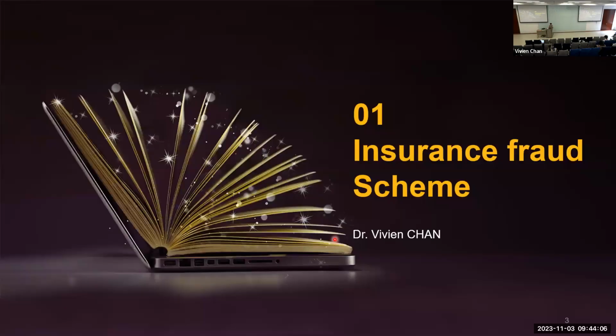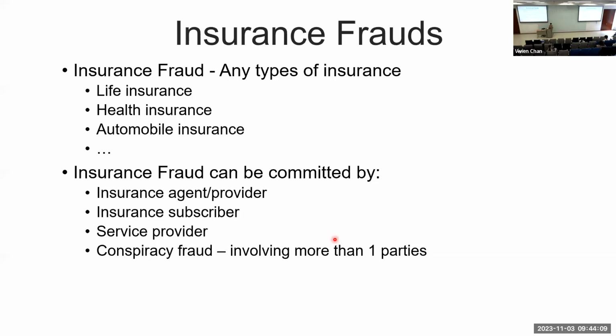First of all, it is about the insurance fraud scheme. For insurance, I think in some of our previous case studies, we have also mentioned some of the insurance types. There are many different types of insurance, like life insurance, health insurance, automobile insurance, etc. All these insurance frauds could be committed by different entities, say for example, the insurance agent or the insurance provider, the insurance subscriber, the service provider, and finally, conspiracy fraud.